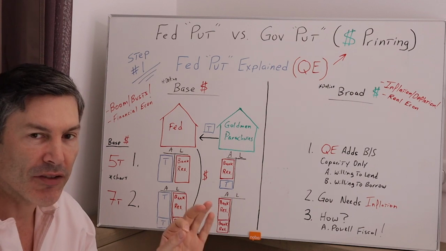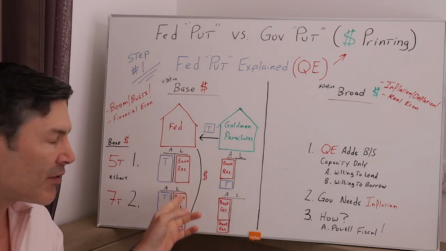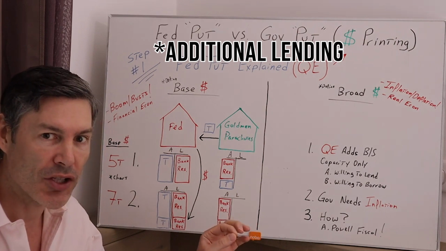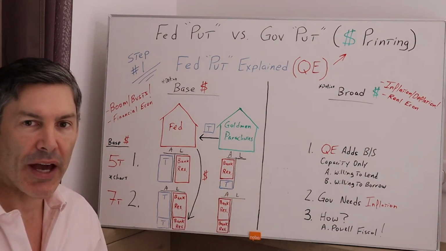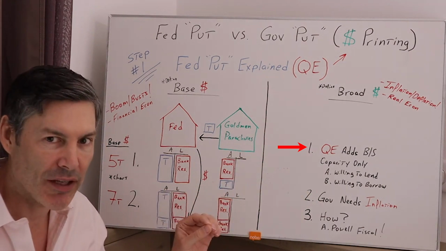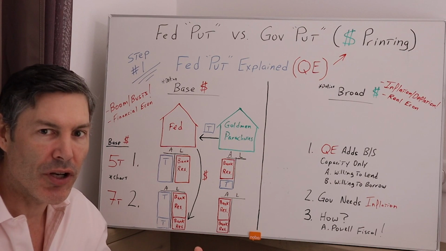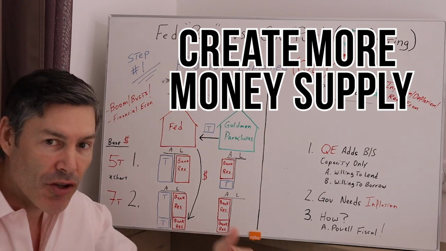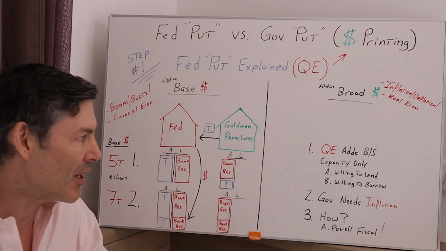The key is there has to be a transfer mechanism to turn these bank reserves into additional lending, therefore additional money in the real economy. The way I like to look at it is quantitative easing only adds balance sheet capacity to the commercial banking system. In other words, it gives them the opportunity to create more loans and more money supply that can circulate in the real economy. And if it does with velocity, then we potentially see inflation.